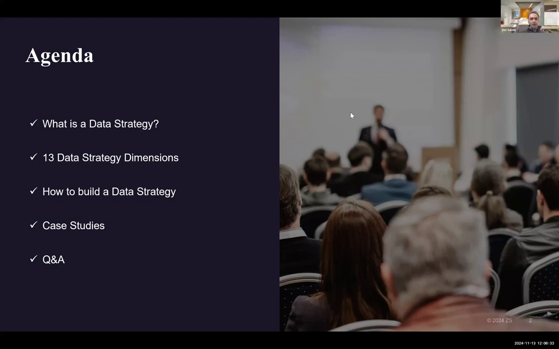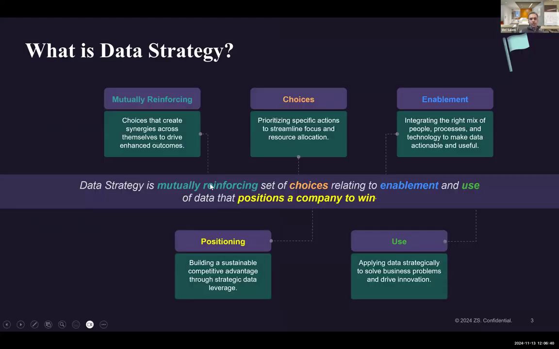All right, so let's dive in and look at what a data strategy is. So here is our definition of what data strategy is. Data strategy is a mutually reinforcing set of choices relating to enablement and use of data that positions a company to win. A mouthful if you read it all together, but if you really want to parse through this, each of these individual words have a place in this definition.